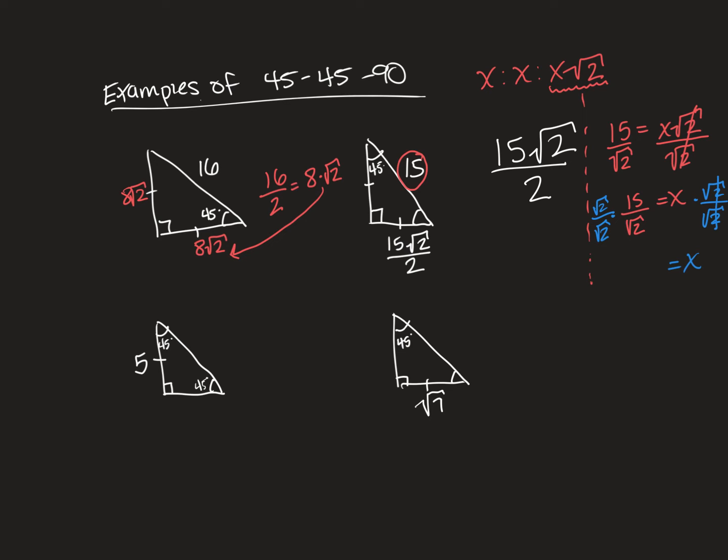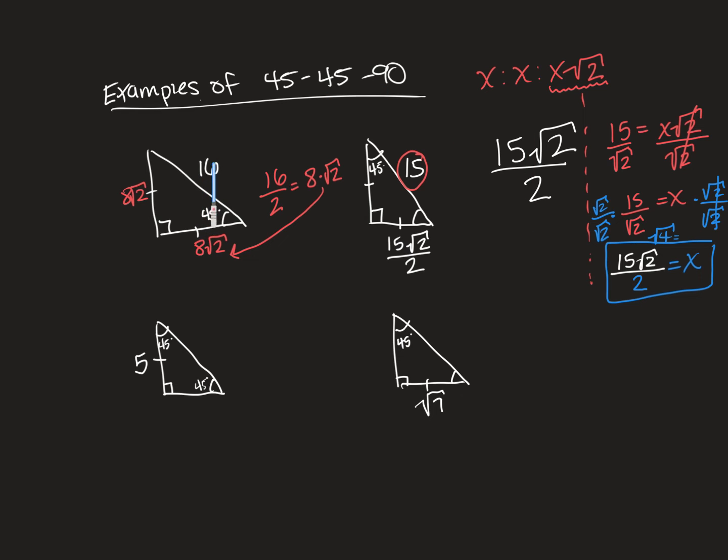Let me write that down first. So we have 15 times the square root of 2. So 15 square root of 2 is the numerator. And then as I said before, the square root of 2 times the square root of 2 is the square root of 4. And the square root of 4 we know is equal to 2. So the denominator is 2. Do you see how we got the same thing this way as we did this way?